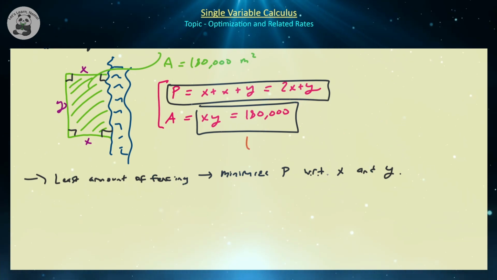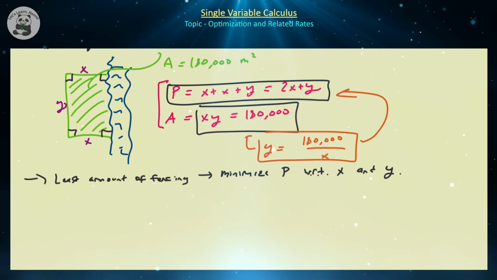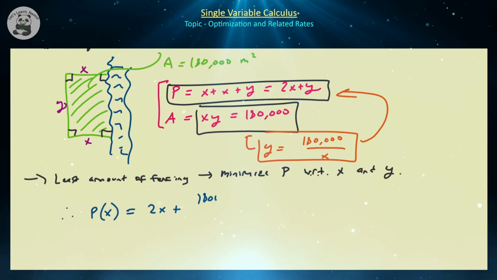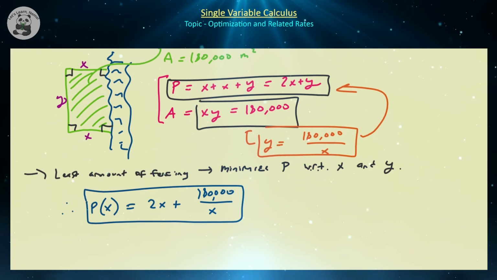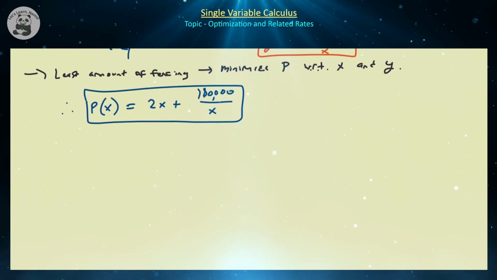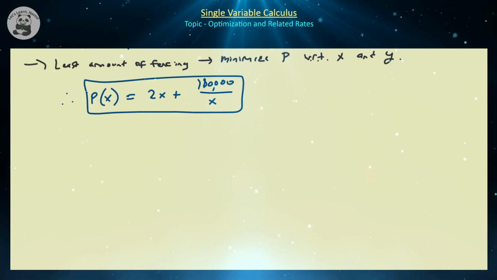So from this equation I can solve, for example, for Y, and we can say Y is equal to 180,000 all divided by X, and then we can substitute that into the first equation. Once we have that, our perimeter function is a function of X only, equal to 2X plus Y, and Y is given to be 180,000 divided by X. Now all we need to do is differentiate that and set it equal to 0, solve for x, make sure that it minimizes the perimeter, and then find the x and y that make the original problem true.